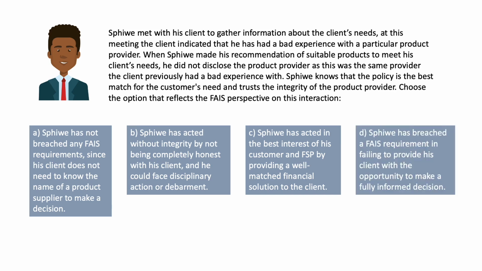D. Supplier has breached a phase requirement in failing to provide his client with the opportunity to make a fully informed decision. Pause the video here for a few seconds and go through the questions and answers before deciding on the correct answer. The correct answer is option D. Supplier has breached a phase requirement in failing to provide his client with the opportunity to make an informed decision.